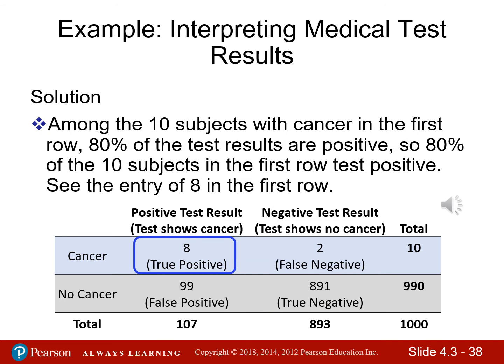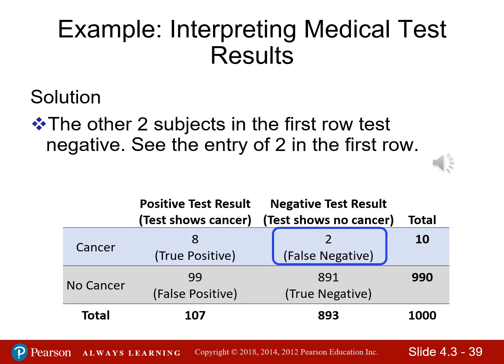Recall that the true positive rate is 80%. Among the 10 subjects with cancer in the first row, 80% of the test results are positive. So 80% of the 10 subjects in the first row test positive. And so we can see in that cell there's an entry of 8. The other two subjects in our first row test negative. So you can see we have an entry of 2 in our first row under the negative test results column.